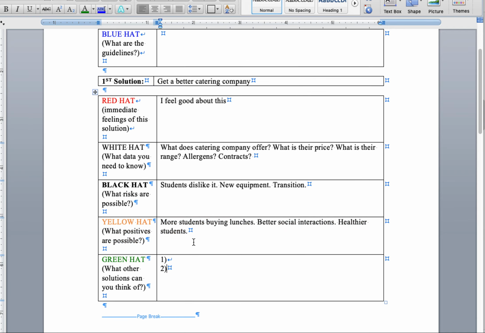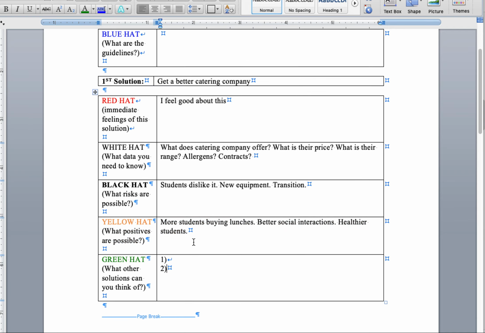Probably not. So we're going to just think up two other solutions. That's what the green hat is. It's the alternatives. So basically, what alternatives do we have? So we still want to, school food is bad. I want better school food. What else can we do? We could get a better catering company. But we could also, I don't know, what else could we do?